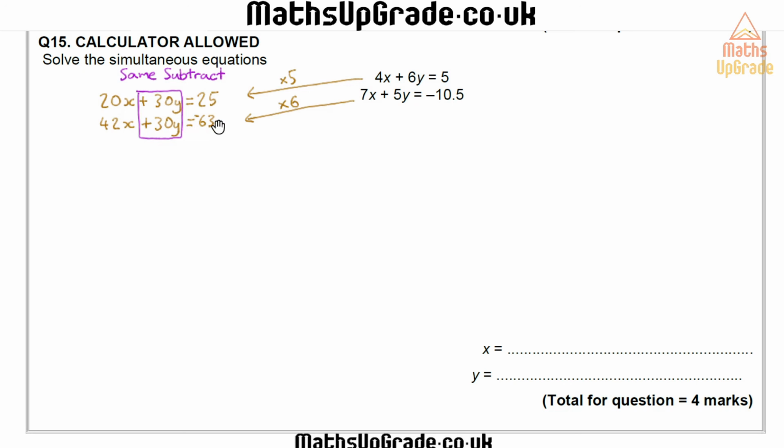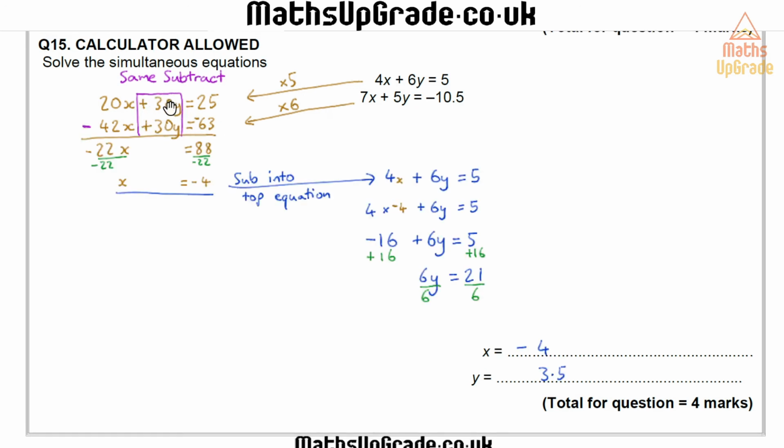What I do then is I just subtract, since the signs here are the same. When I subtract, I'll get negative 22x equals 88, so x must be equal to negative 4. If I substitute that into the top equation, I'll get 4x plus 6y equals 5, 4 times negative 4 plus 6y equals 5, so negative 16 plus 6y equals 5. Add 16 to both sides, and then divide by 6, and I get y equals 3.5, and of course x equals negative 4 for 4 marks.